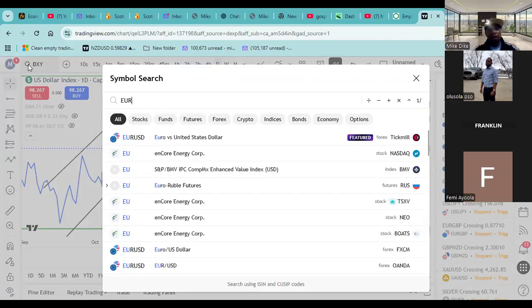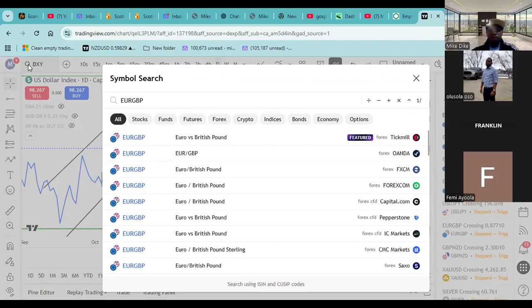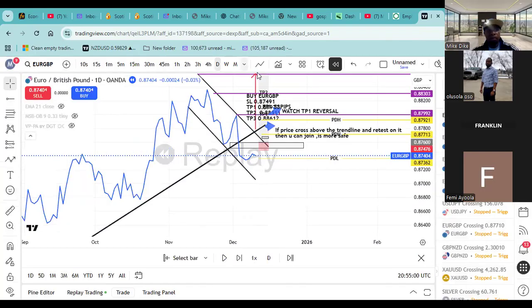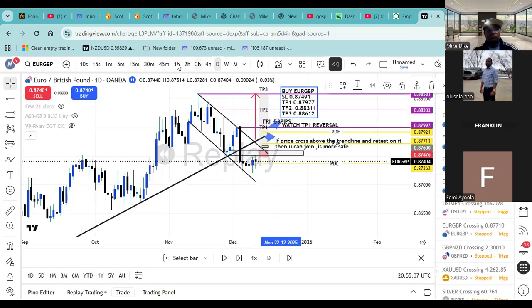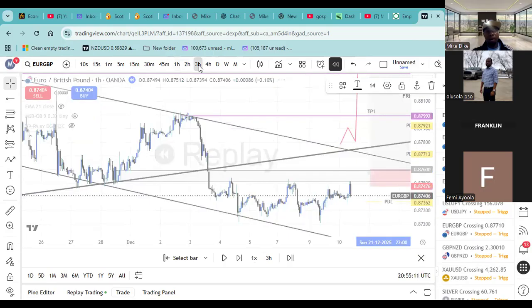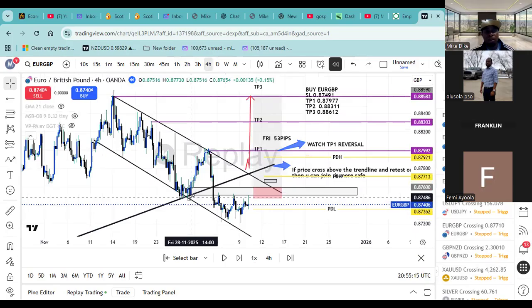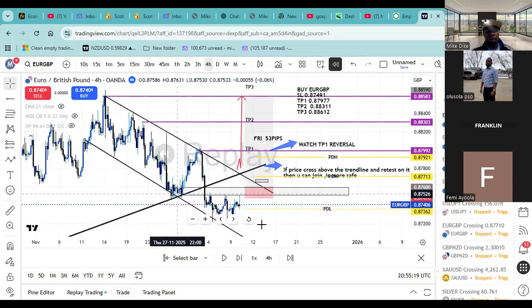So this trade also we took on Friday. I think Frank said he made money from it as well. Sorry, not Frank, Femi. Femi said he made good money from it as well. So I called this trade also. It was a good trade.